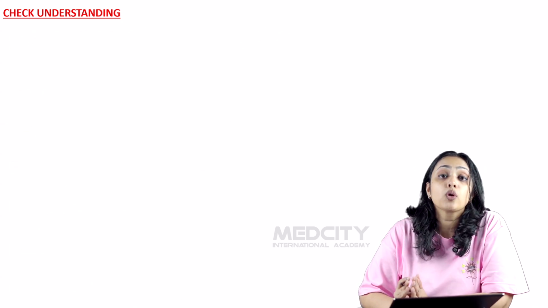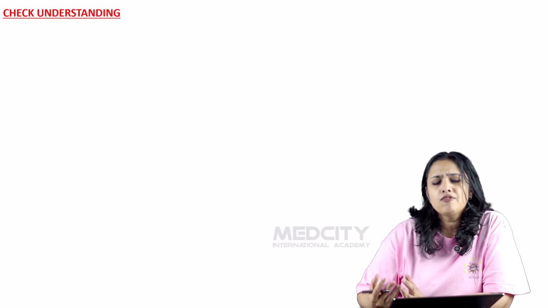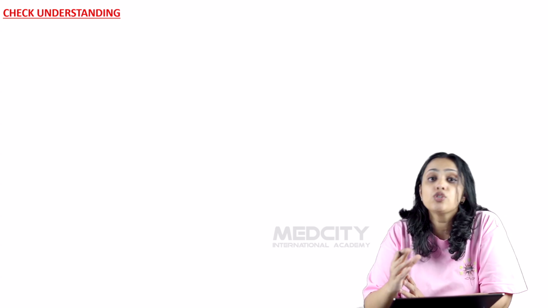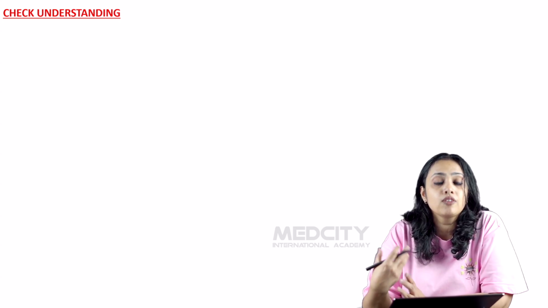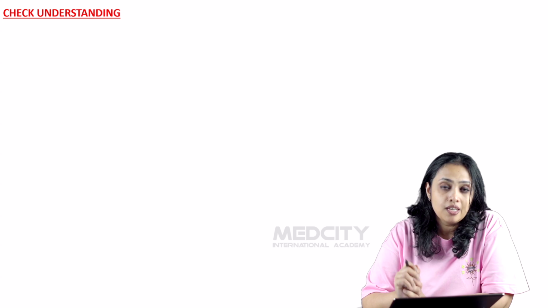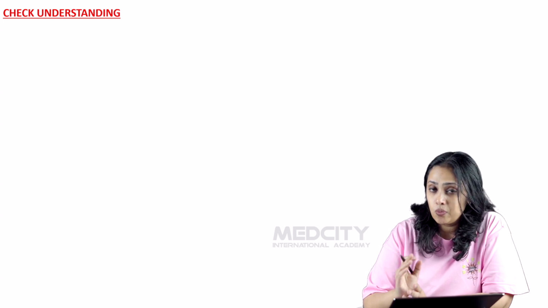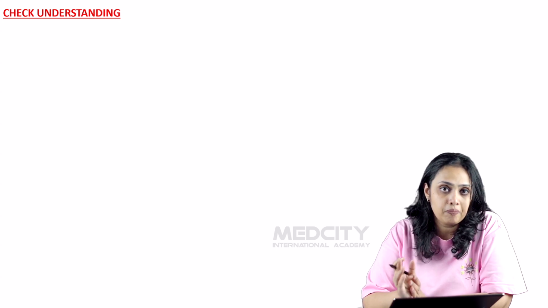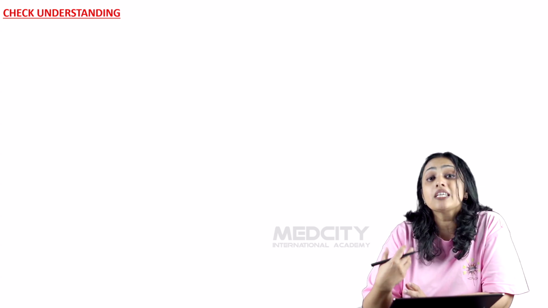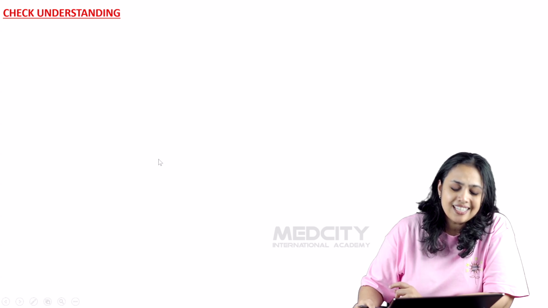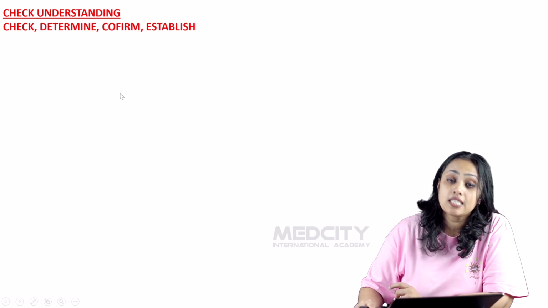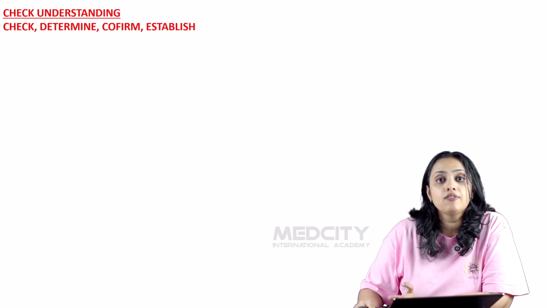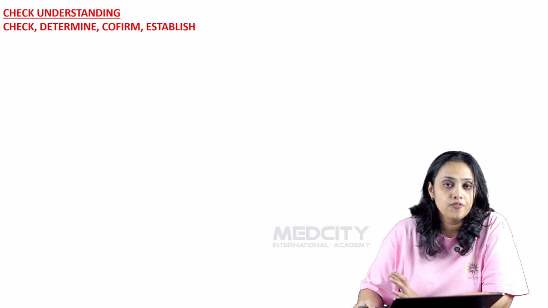Now, how does checking the understanding differ from requesting information? Requesting information basically means you're asking for something which you totally don't know. You're looking for some new information from the patient. But checking the understanding means you're just verifying that the patient already has some background information about something. It's ensuring or verifying, not asking. Okay. Now, this is indicated by key verbs such as check, determine, confirm, establish. These key verbs indicate checking the understanding of the patient.